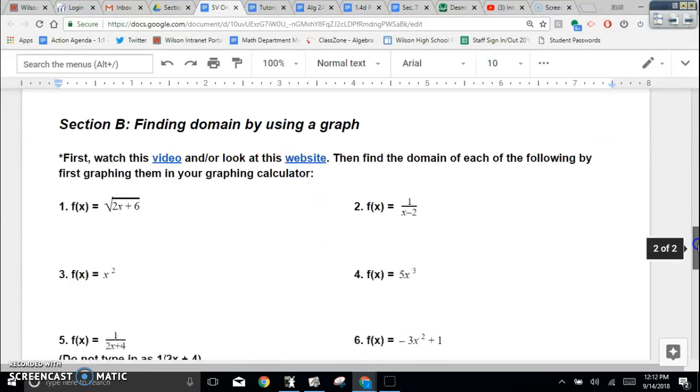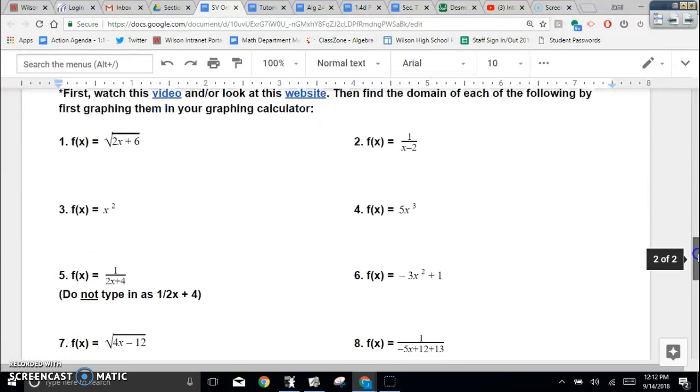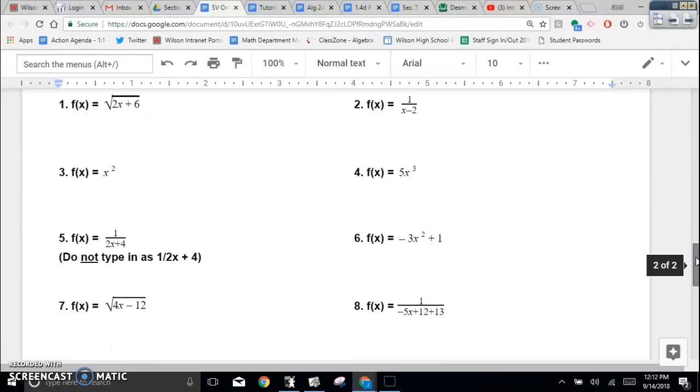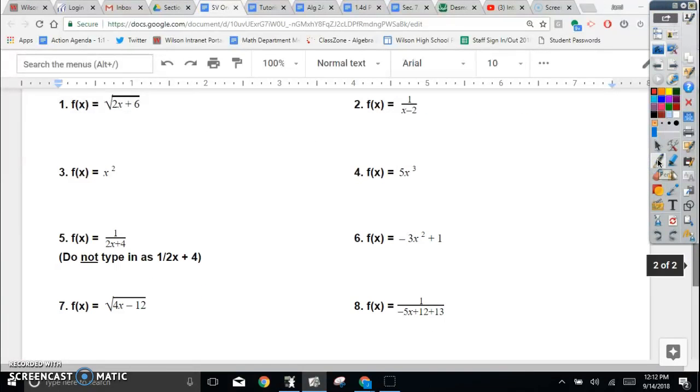Okay, so here we go. We're going to be finding domain using a graph. Again, I'm going to do these algebraically. So if we look at the square root of 2x plus 6, remember, we can only take the square roots of 0 and bigger. So we go greater than or equal to 0, and we divide by 2, and again, we're at x greater than or equal to negative 3.